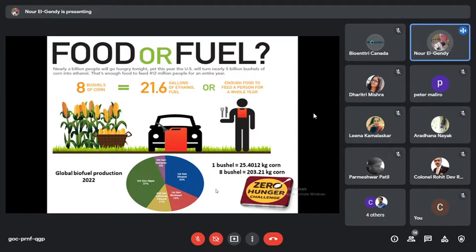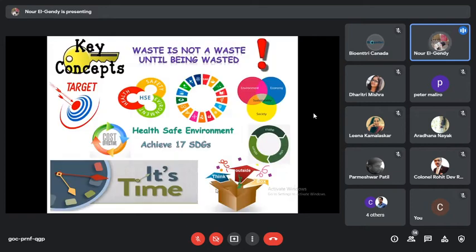To overcome the problem of fuel versus food, we use what's called second generation from non-edible sources and waste cooking oil, and third generation from algae. So we can apply second and third generation for producing different types of biofuel, bioethanol, biodiesel, and solid biofuel. Now come, waste is not a waste until being wasted.